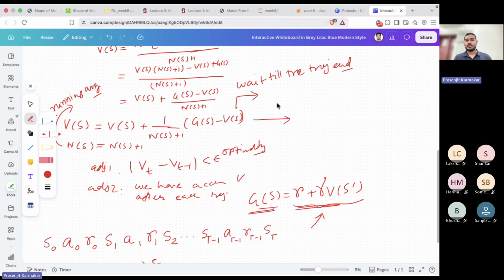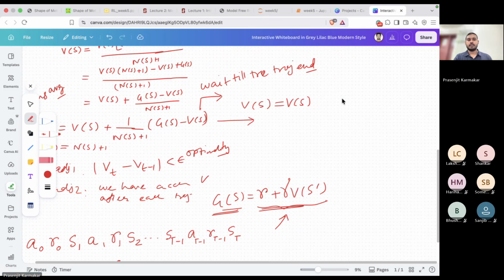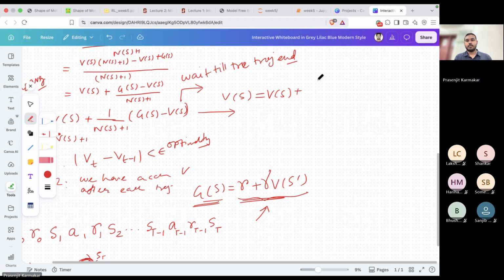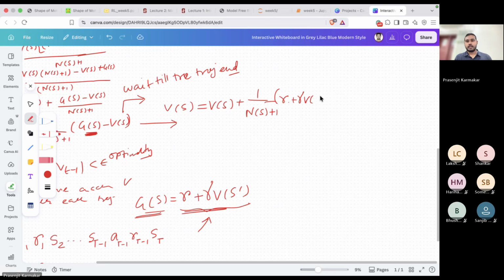And the equation becomes: V of S is equal to V of S plus 1 divided by N(S) plus 1, times this G_t entity, which would be replaced by R plus gamma V of S prime minus V of S. And this is known as the TD estimate, a temporal difference estimate, which basically harnesses the Markov assumption.